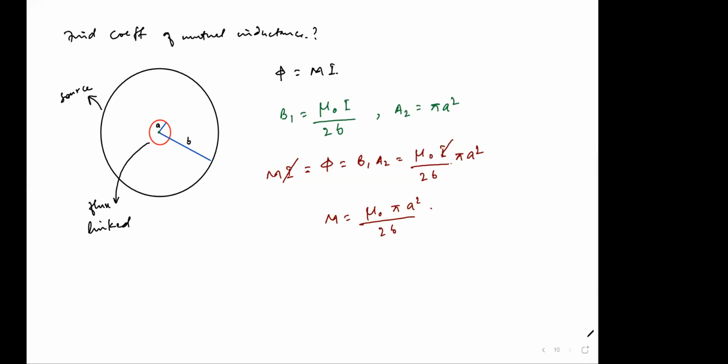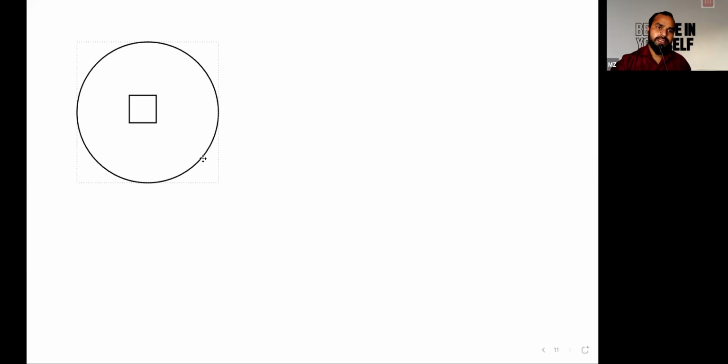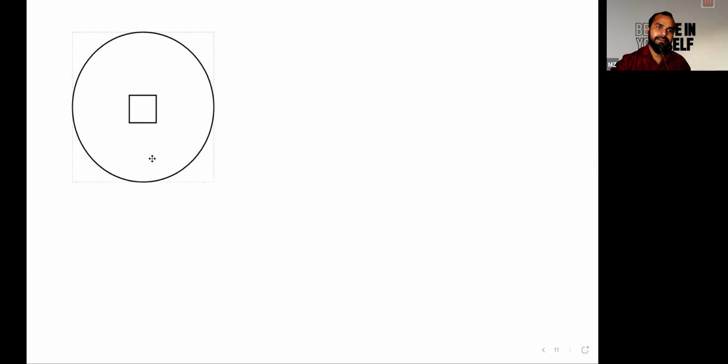Yes, sir. I'm giving you one more problem in relation with this. Suppose if you have a square segment at the center and circular loop coaxially placed outside. The side of this particular square is A and the radius of this particular circle is B. Try to solve coefficient of mutual inductance.